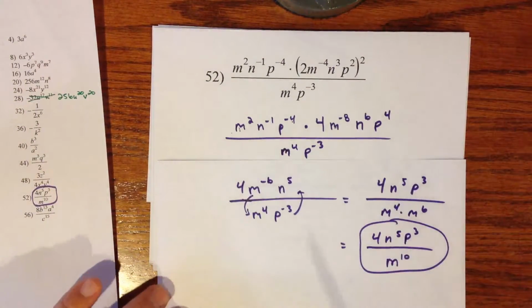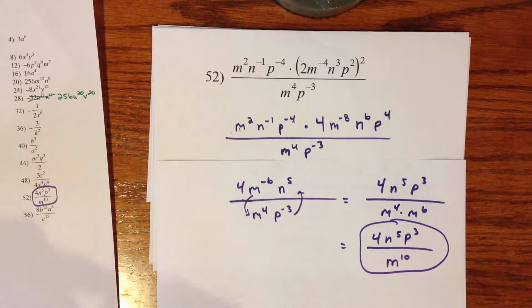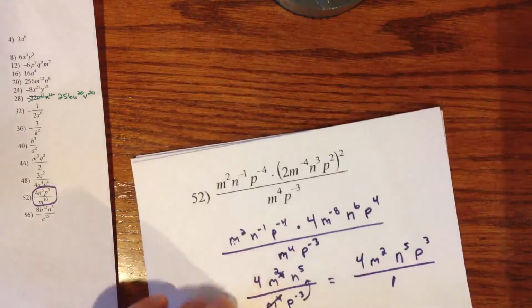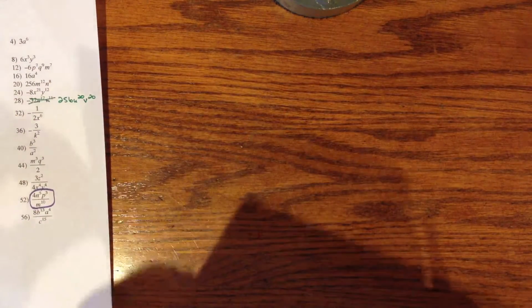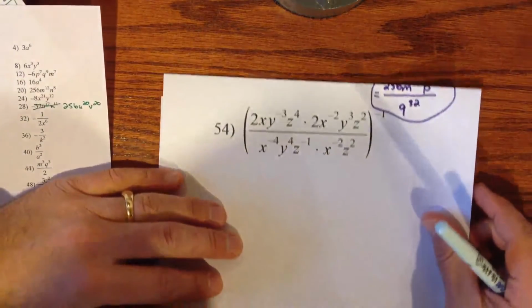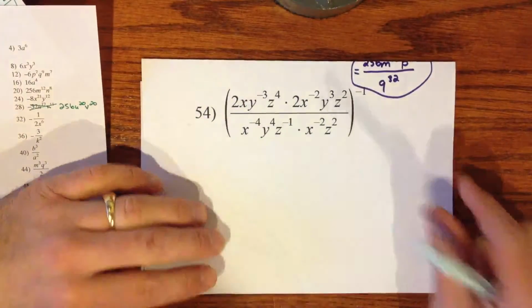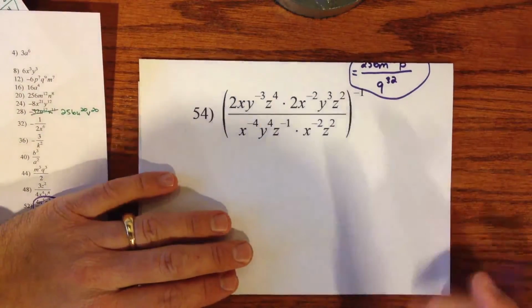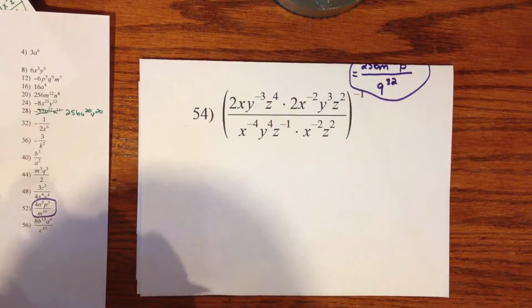And there you go. I knew something was wrong. Alright, 54. 54 is kind of like what you had at the very beginning of your packet. Alright, and I was like, wouldn't it be cool if we could do this?